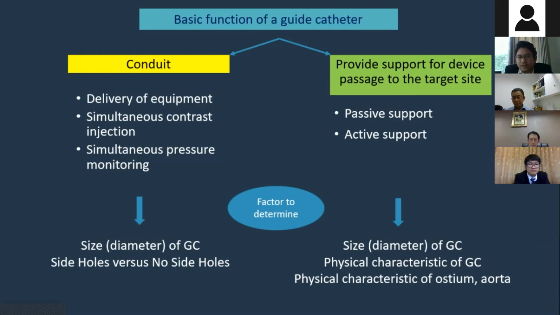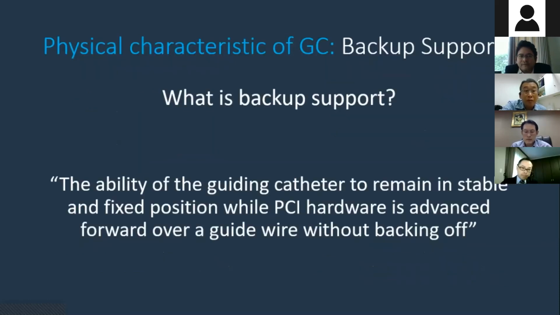The factors that determine this are the size and the physical characteristics of the guiding catheter, and the ostium of the coronary and the aorta. So about the physical characteristics of the guiding catheter, about backup support. What is the backup support? The backup support is the ability of the guiding catheter to remain in a stable and fixed position while the PCI hardware is advancing forward over a guide wire without backing off.